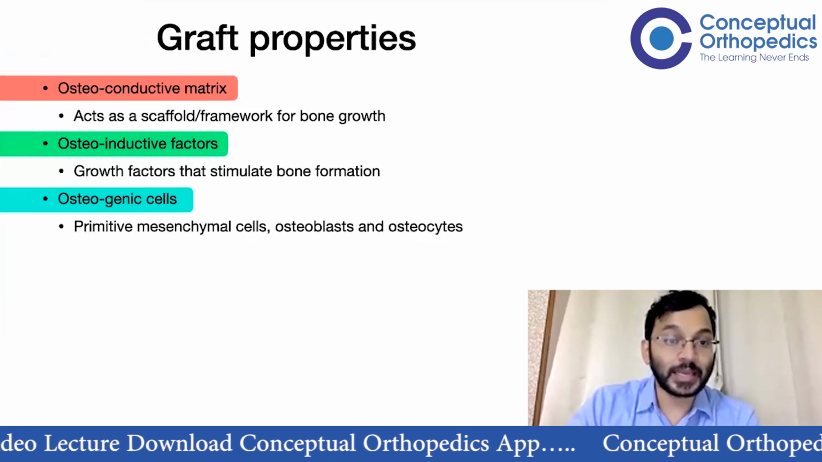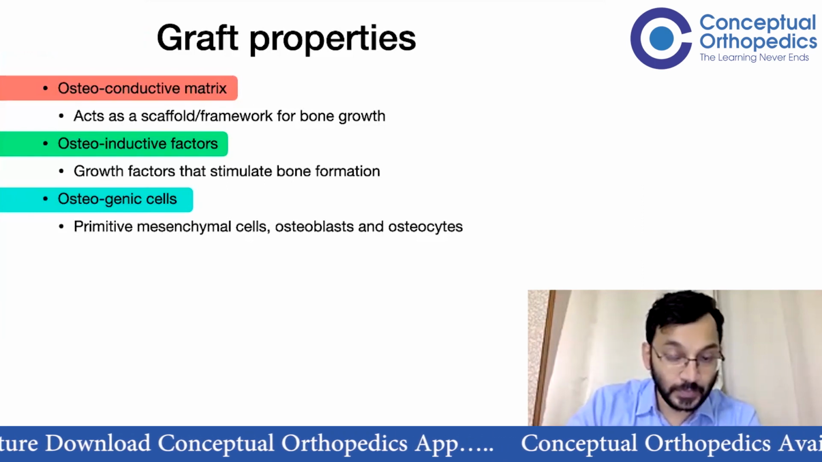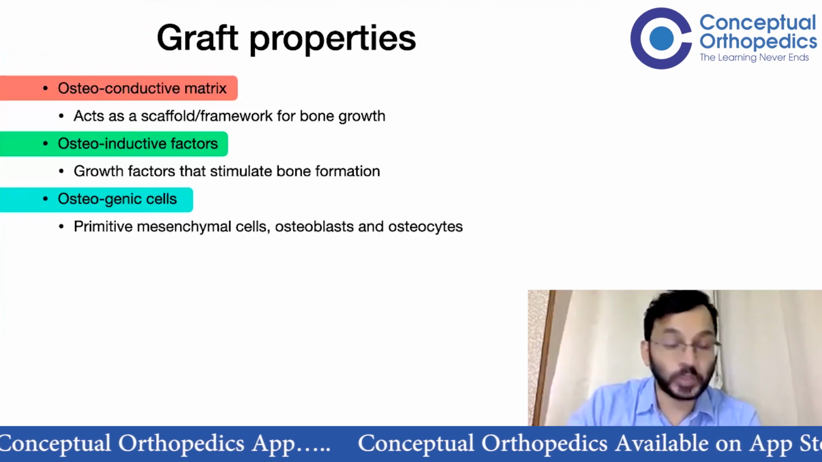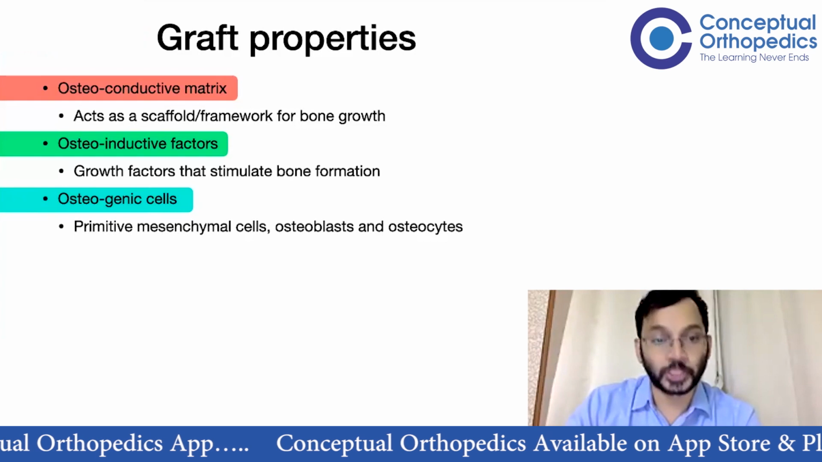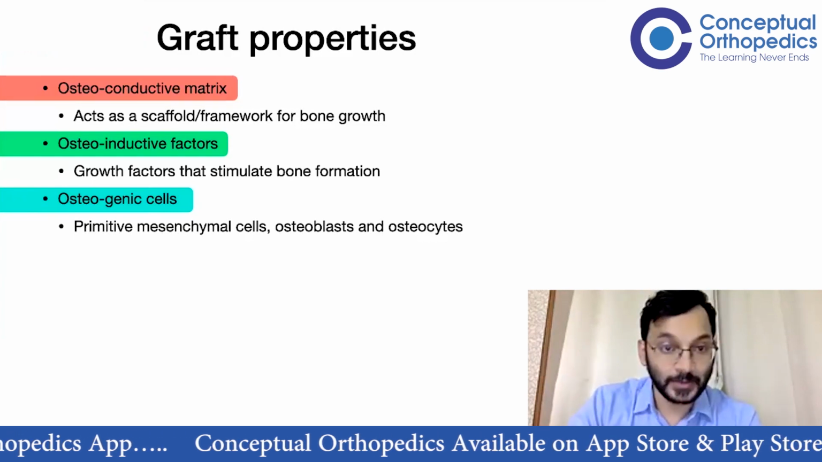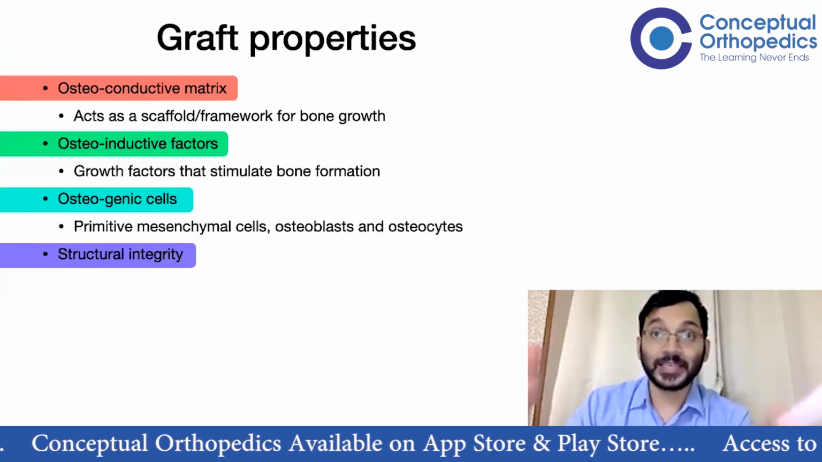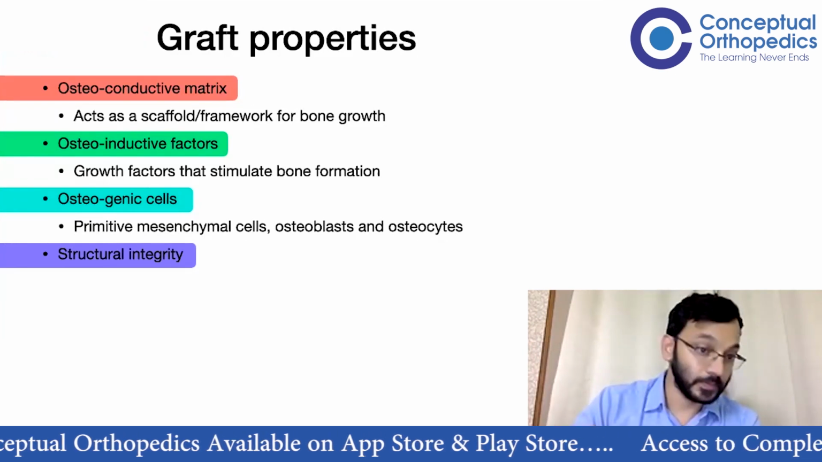Okay, then you have osteogenic cells. These are either primitive mesenchymal cells, these could be osteoblasts and osteocytes. These are the cells which help in bone formation. These are the osteogenic cells. And lastly, you have the structural integrity. That means it gives them structural support where it's needed.